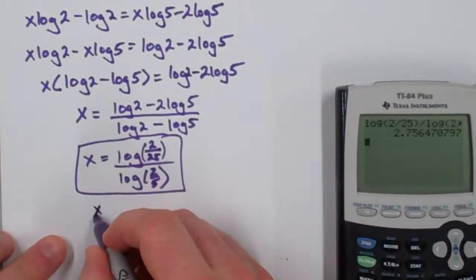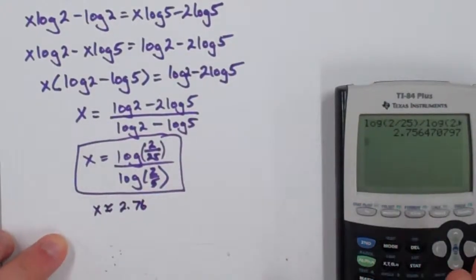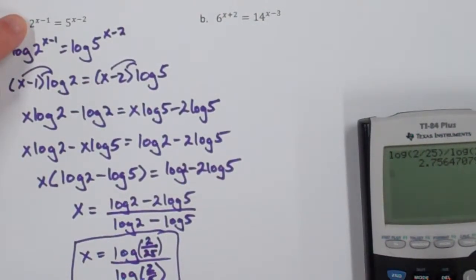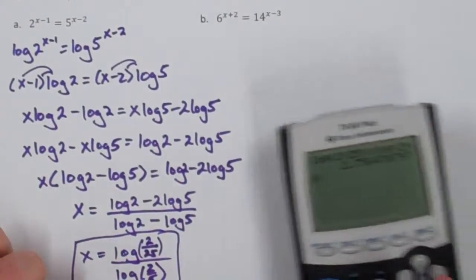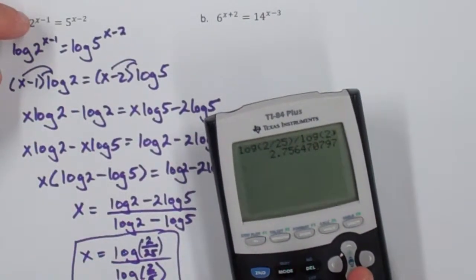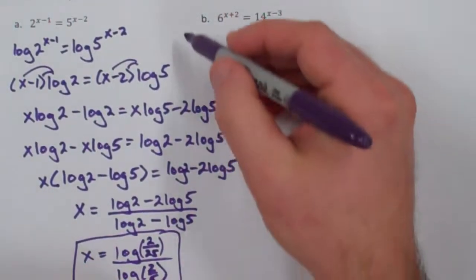So our approximate value here is going to be 2.76. And again, if you wanted to check this, you can just go right back here and type that 2.76, or better yet, use your calculator's more precise answer, and plug this in, and then see if the left and the right hand side is equal.